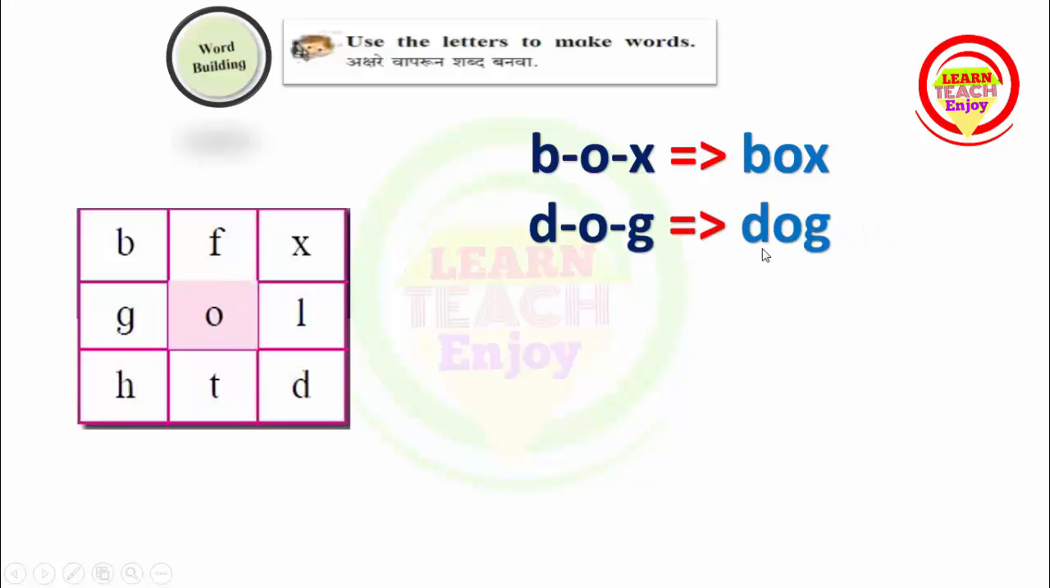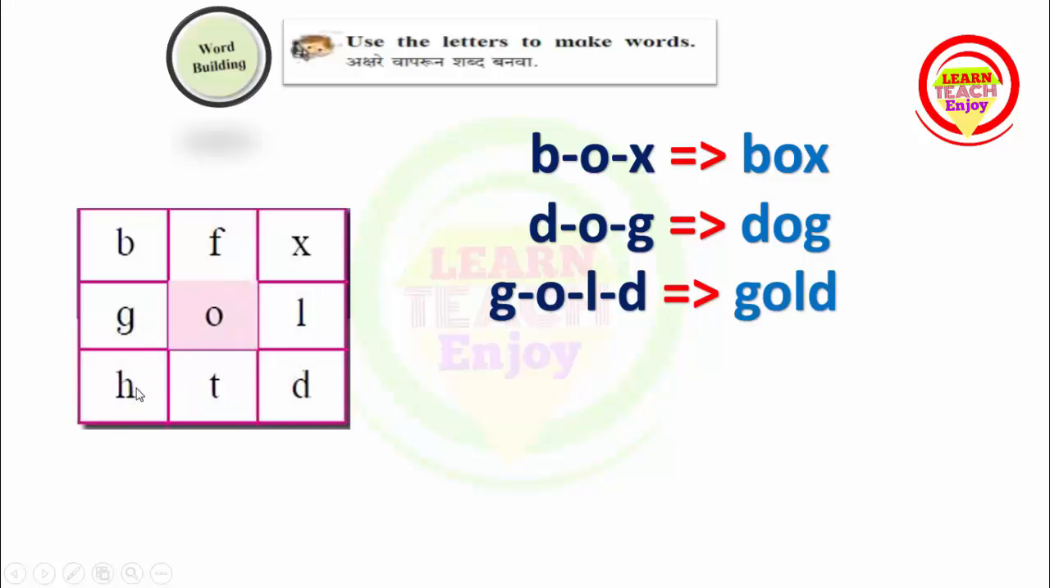Here is O in center. O is also vowel and all others consonants. Now try to make other meaningful words. Let's start. B-O-X, box. Box means खोके. Let's try another word. D-O-G, dog. We all know dog means kutra. Then next, G-O-L-D, gold means sone. So we can write here G-O-L-D.